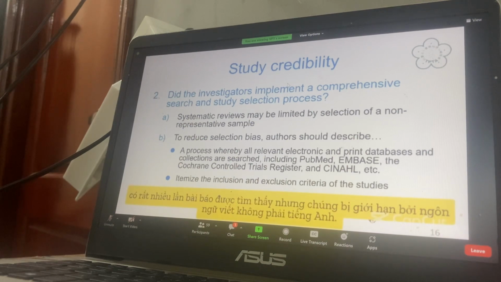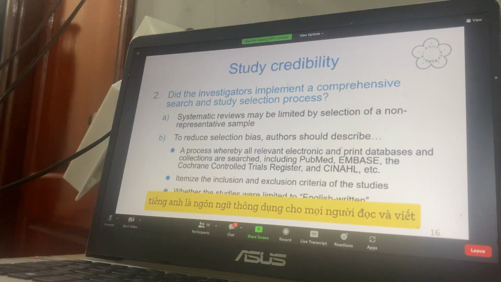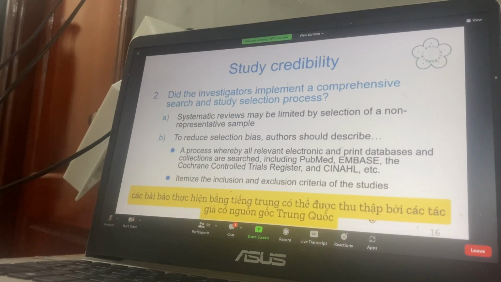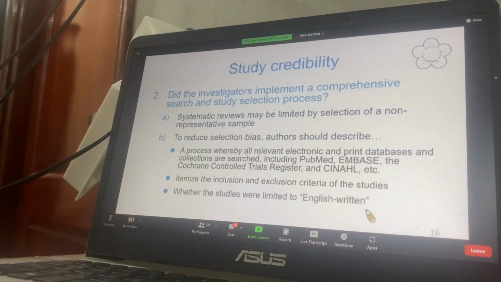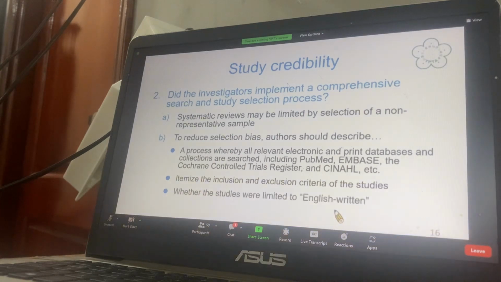A lot of the time, studies are searched, but they were limited to English written studies because English is the common language for everyone worldwide, while some systematic reviews may be conducted by Japanese authors. They would also include studies written in Japanese, or studies written in Chinese may be included by authors who have a Chinese background. So the authors should clearly point out the languages they included in their systematic review, whether it is only English written or it also included other languages.